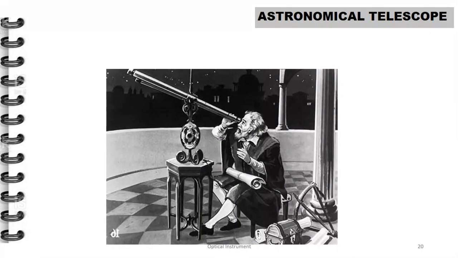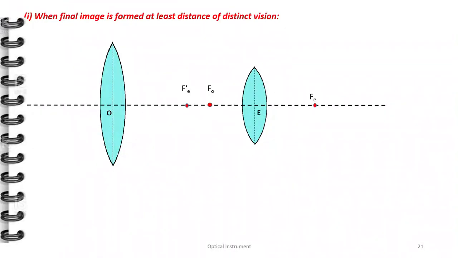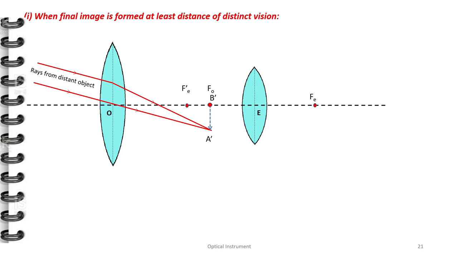Let's study about the astronomical telescope. First, we'll derive the magnifying power of the astronomical telescope when the final image is formed at least distance of distinct vision. Since the object is located far away, the rays coming from the object would be parallel, and the first image which the objective lens makes is at its focal plane. A dash B dash is the image which is obtained by an objective lens, and it is obtained between the optical center and the focus of an eyepiece. This image A dash B dash acts as an object for an eyepiece.